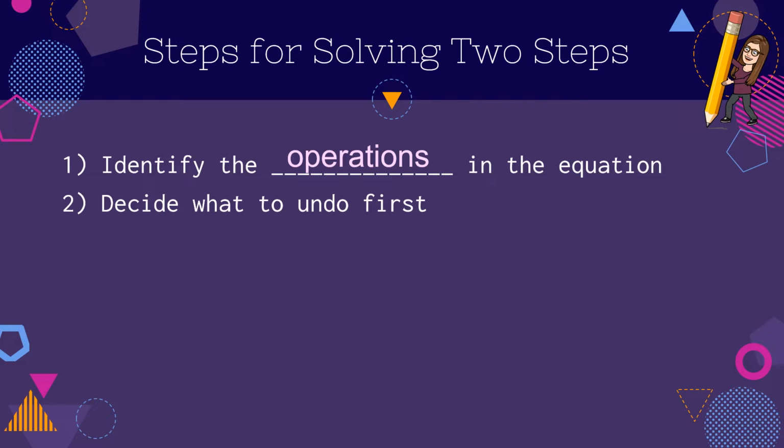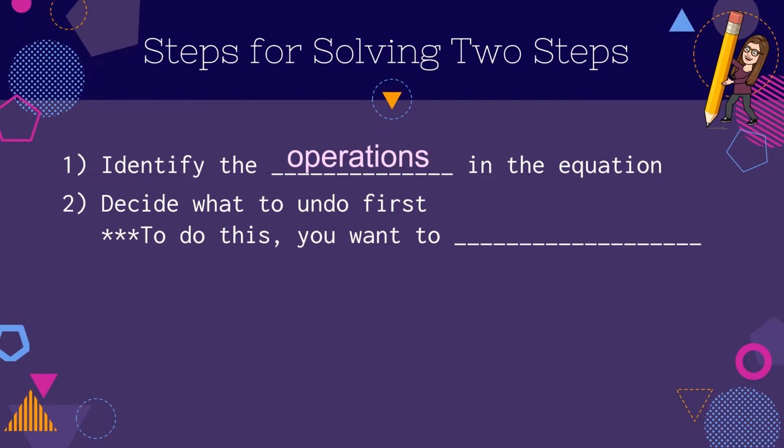Next, we want to decide which of those operations to undo first. When we looked at one-step equations, there was only one option, but now the order matters. So to do this, we're going to want to do PEMDAS backwards. When simplifying, we use PEMDAS. When solving, we do PEMDAS backwards.